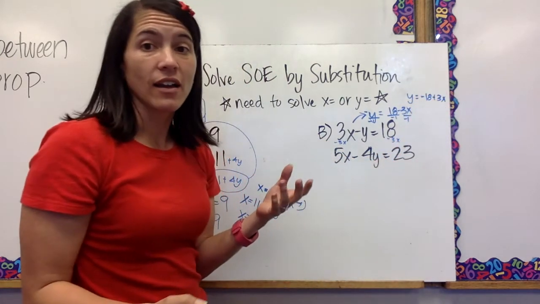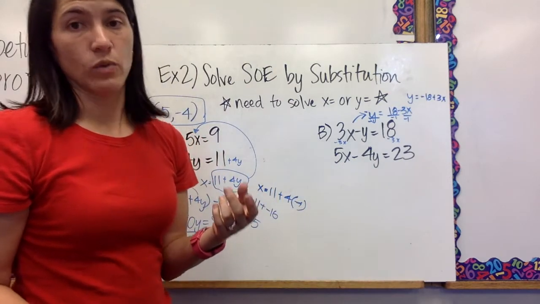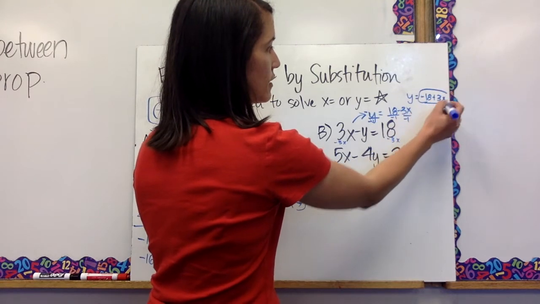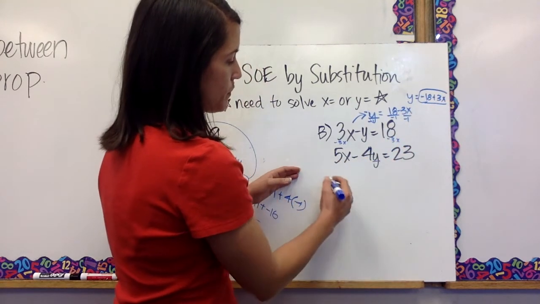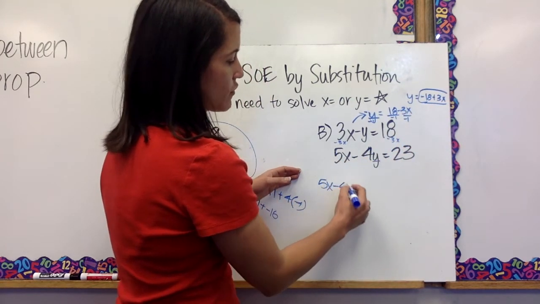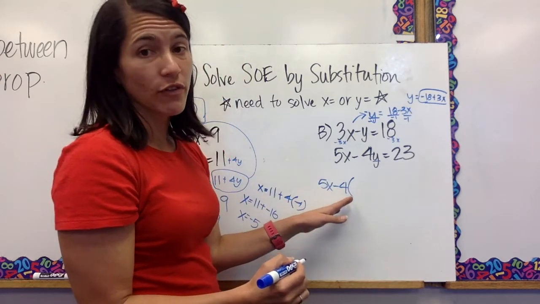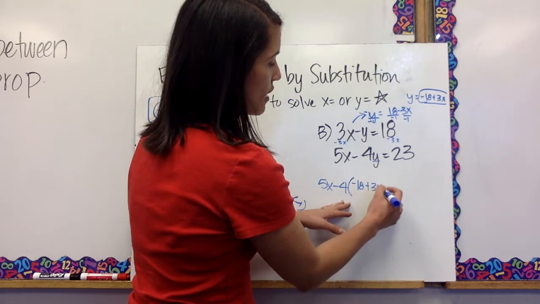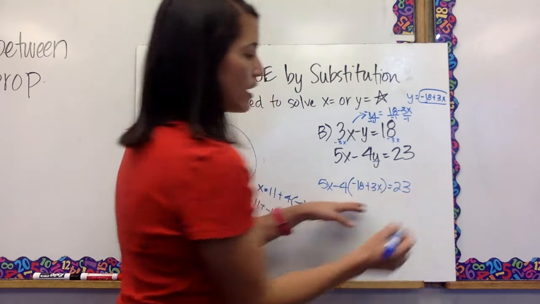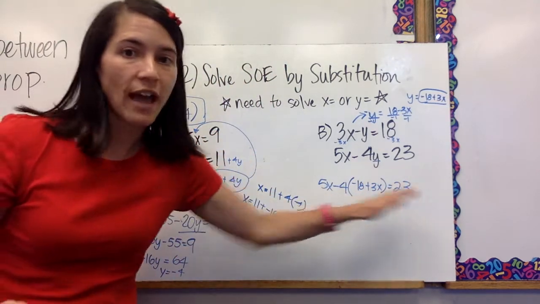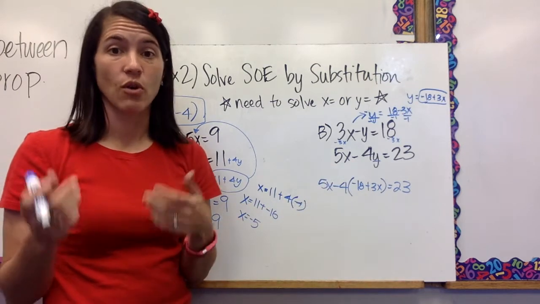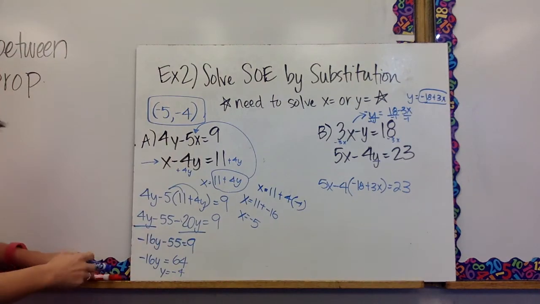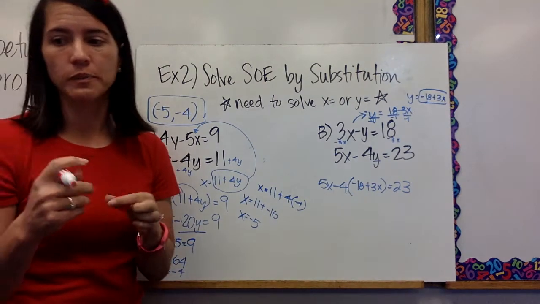So that is my y. I have solved for y equals. And I'm going to substitute this in for my y right here. 5x minus 4. Now because I have a coefficient, I need parentheses. Negative 18 plus 3x equals 23. Just a quick check. I only have x's. I don't have any y's, and so I've substituted correctly. If you ever have y's left, or if you have two variables left, you've probably done something wrong.